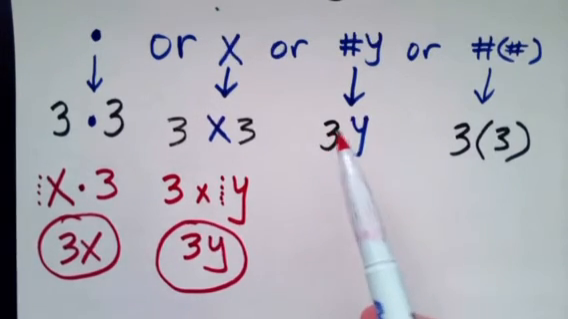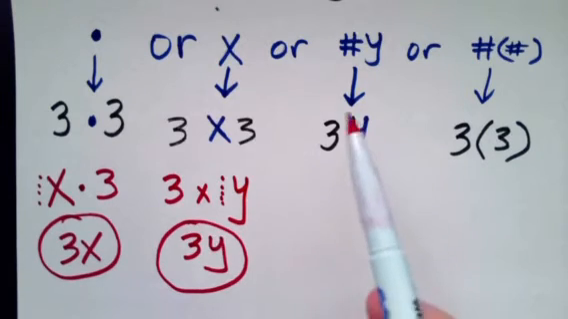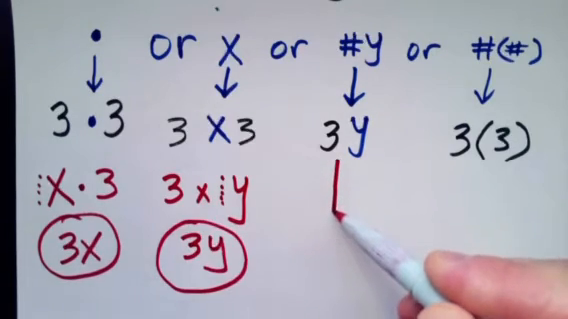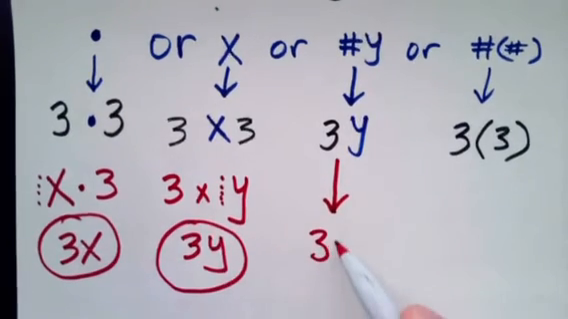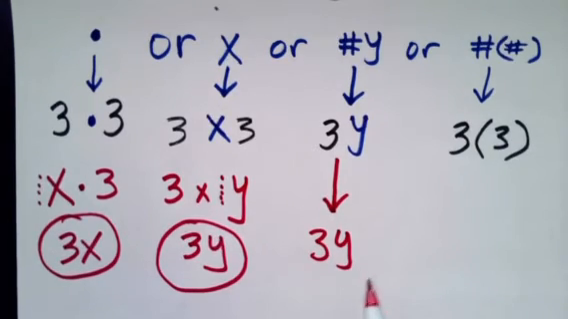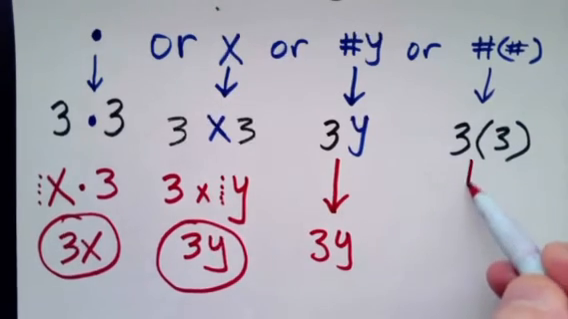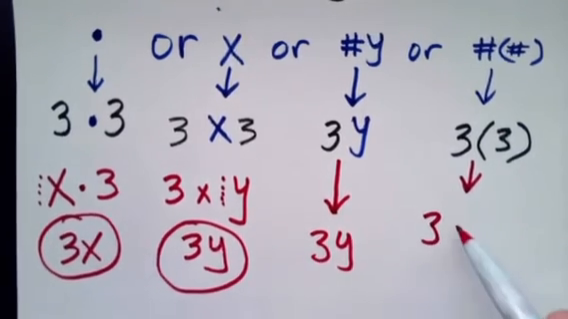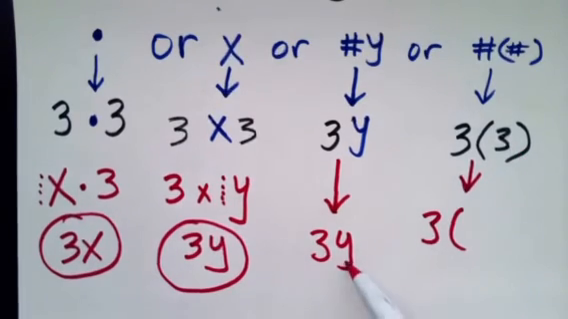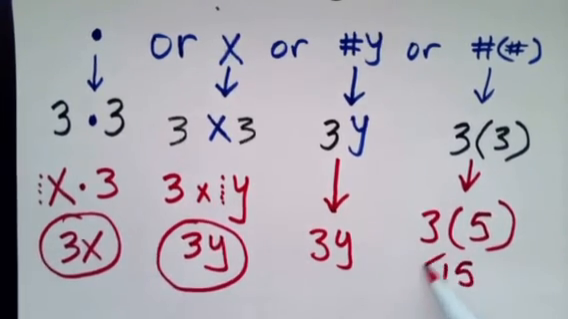Here you have 3 times y. Unless given a value to substitute for y, this would just remain the same. 3y is just 3y, or 3 times the value of y. If y was given, y equals 5, then you could substitute 5 for y, and it would look like this final example, which I will show you now. 3 times, let's say the value of y was 5. I would substitute 5 for y. 3 times 5 equals, of course, 15.